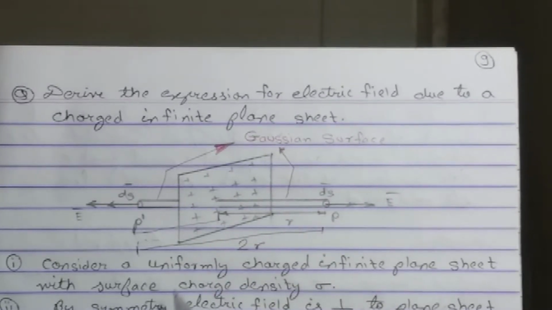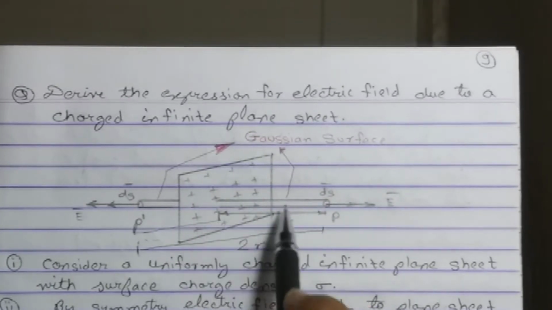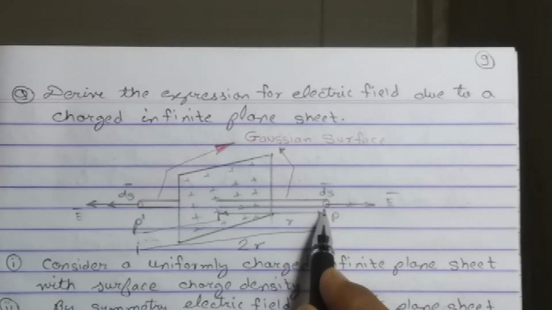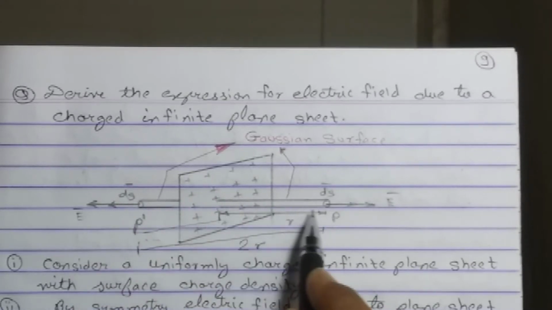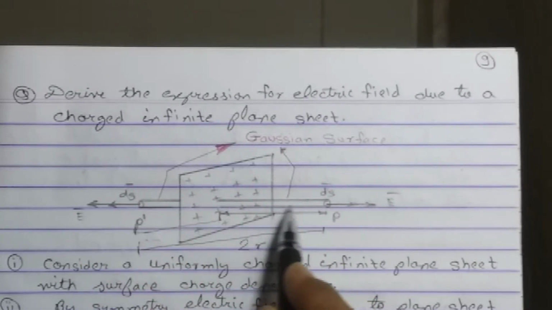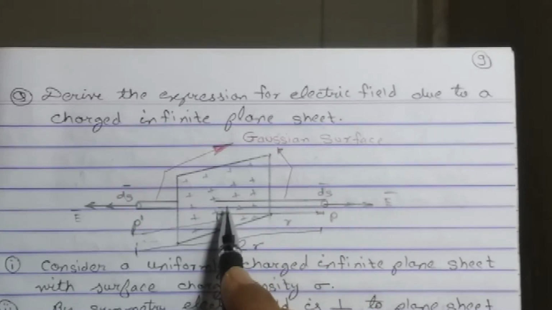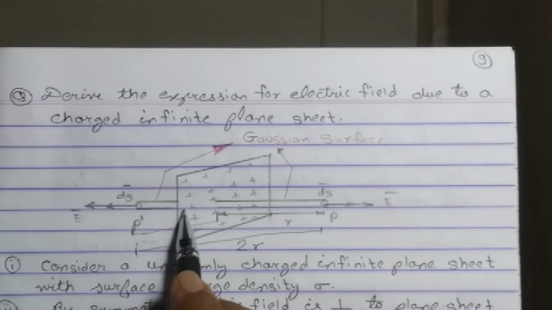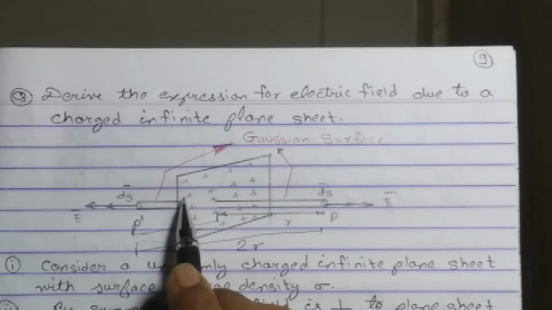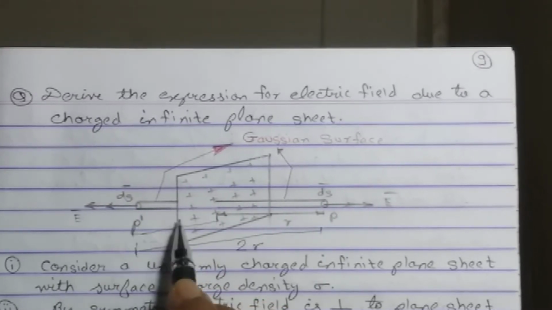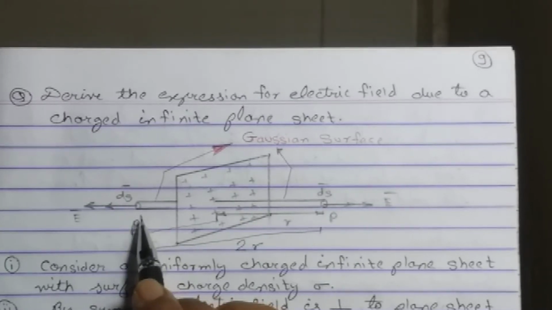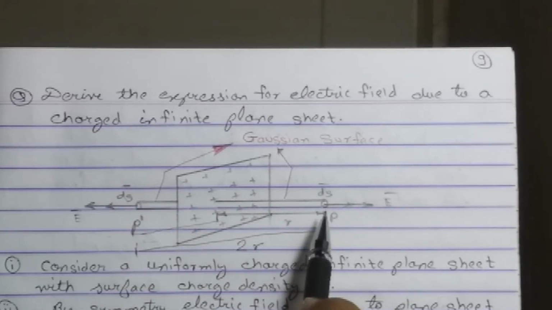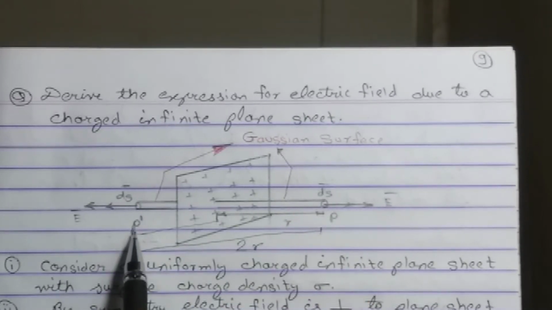2r. Now students are asking why we call it a cylinder. Because if I take point P over here and draw a Gaussian cylinder, the Gaussian surface, then we are not only considering the right hand side, we have to consider the left hand side also, because this charge is present on the left hand side also. The electric field is present at that point also. If I consider point P, the electric field is also there at point P dash.